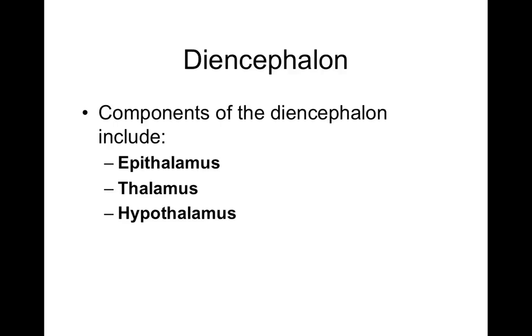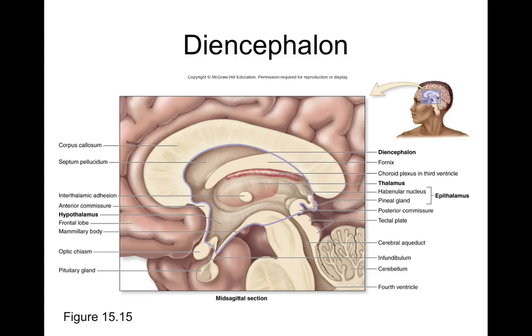You guys remember what the diencephalon looked like in cross-section? Little bird, exactly. So the bird beak was the hypothalamus, the eye and the surrounding face was the thalamus, and the back of the head was the epithalamus. So here's what it looks like.